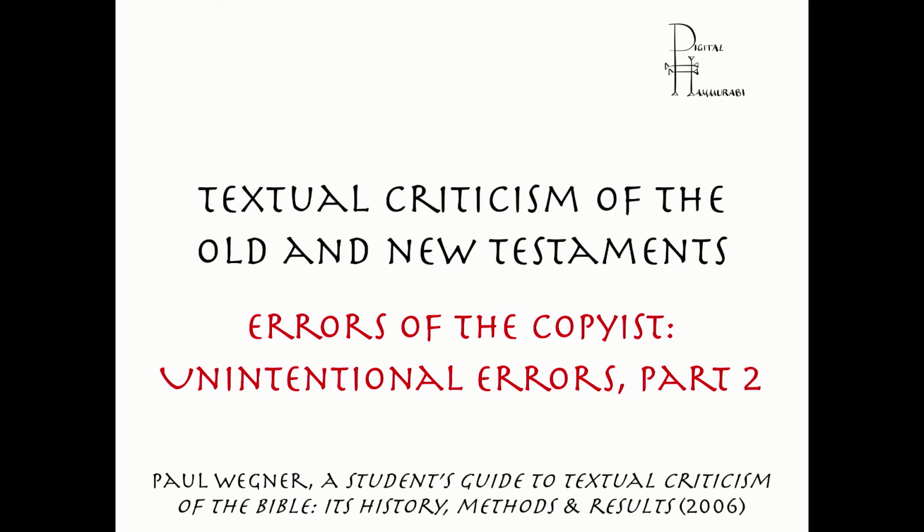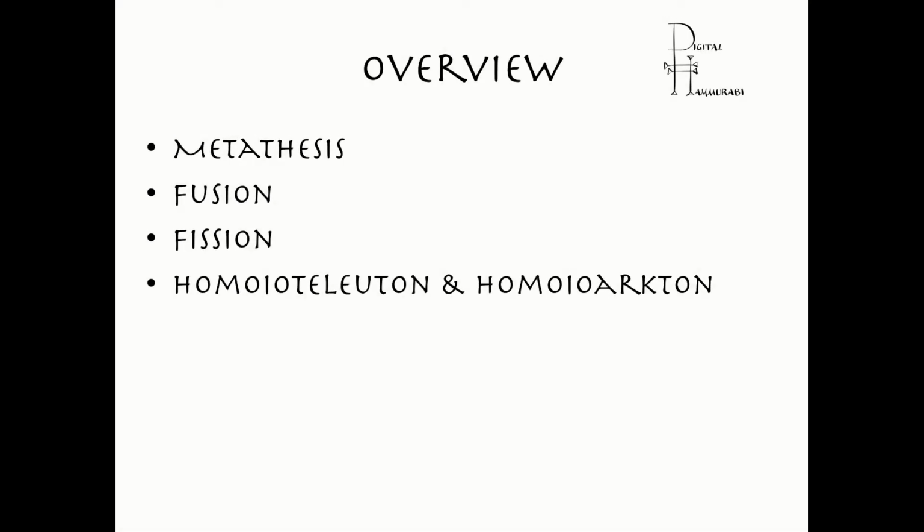So yesterday we looked at the first set of unintentional errors that the scribes made when they were copying by hand. And today we're going to look at the second set of unintentional errors, finish it up before we move into the intentional changes that the scribes made. So we're going to look at metathesis, the difference between fusion and fission, and then finally some wonderful Greek words, homoioteluton and homoioarchton.